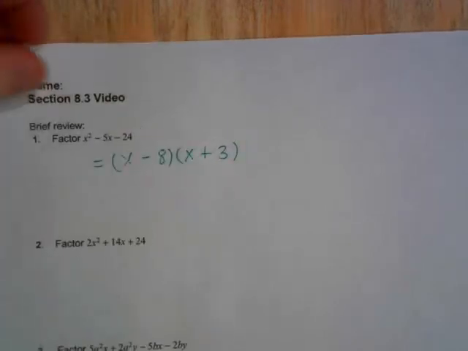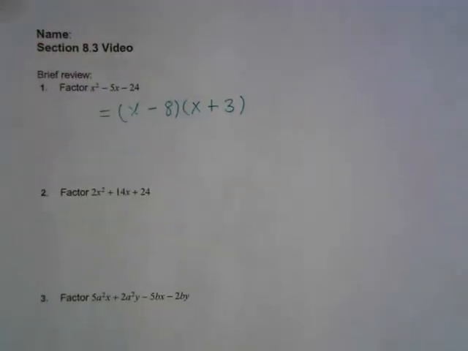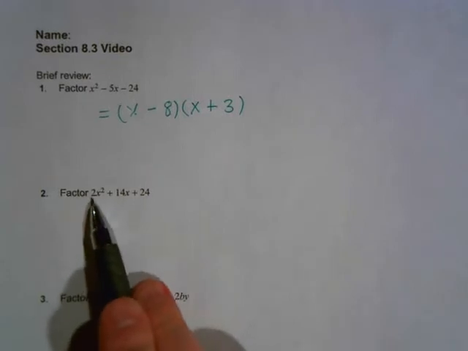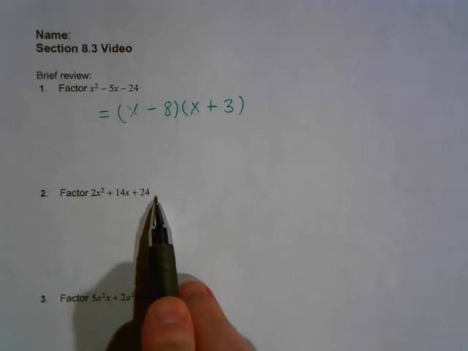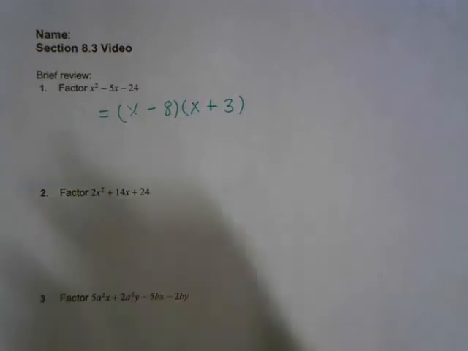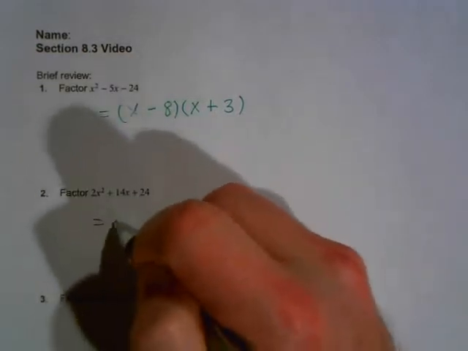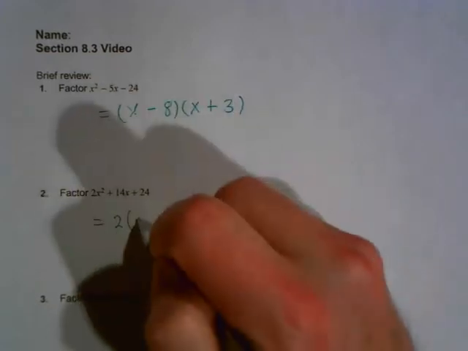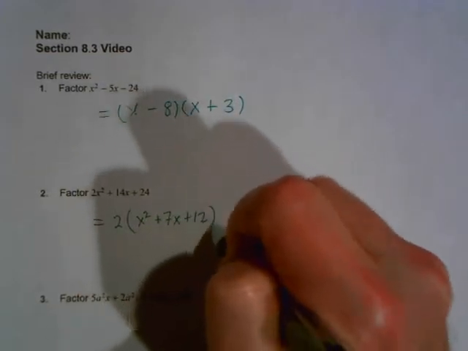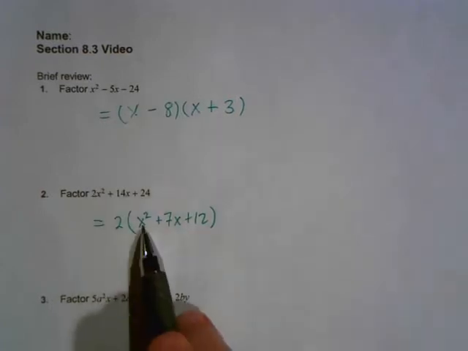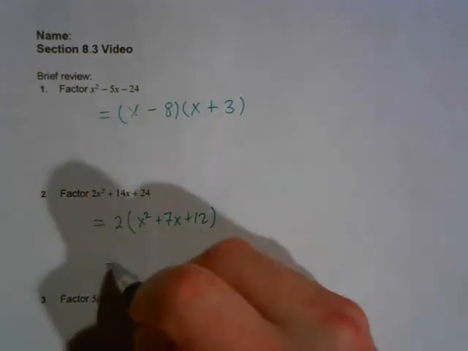Then we looked into problems where sometimes the leading coefficient wasn't 1. For example, here we have a 2. But we did notice that everything was even, so we noticed we could factor out a greatest common factor. So we look for our greatest common factor and we take that out. We're left with x squared plus 7x plus 12. And then we recognize that we had a trinomial left. So we're going to have the 2.